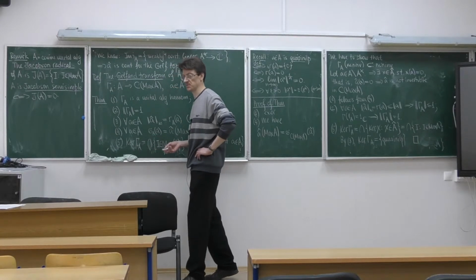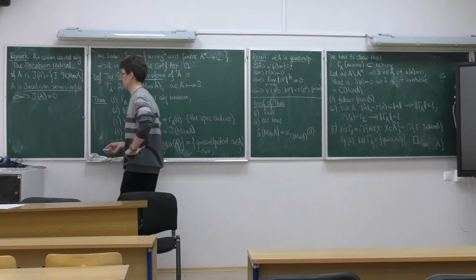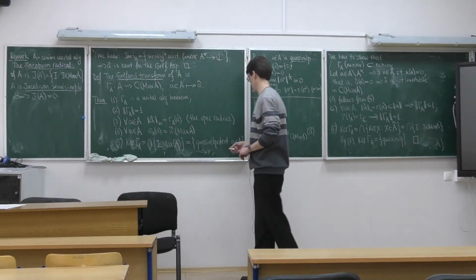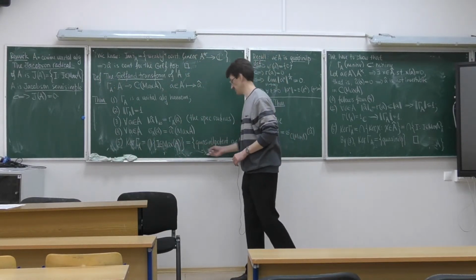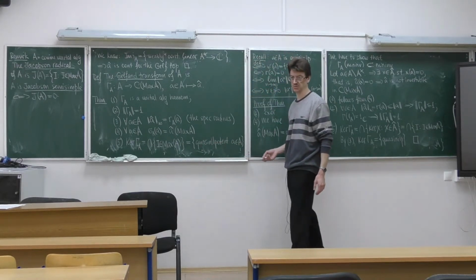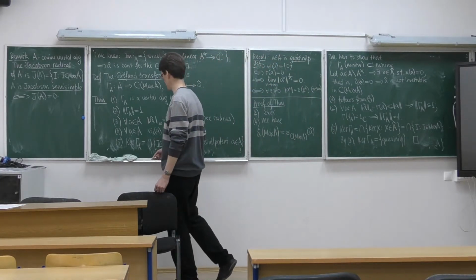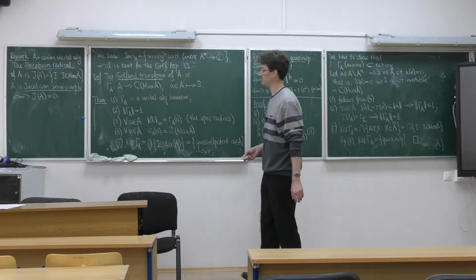And it's known that the nil radical consists of all nilpotent elements, while the Jacobson radical, provided that A is a Banach algebra, consists of all quasi-nilpotent elements. So in the general case, the Jacobson radical can be bigger than the nil radical.